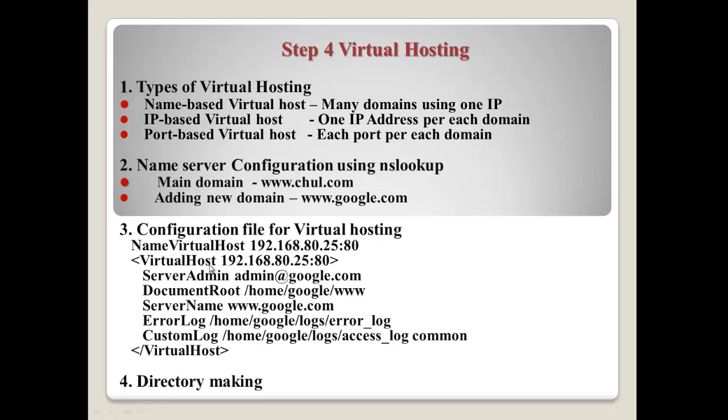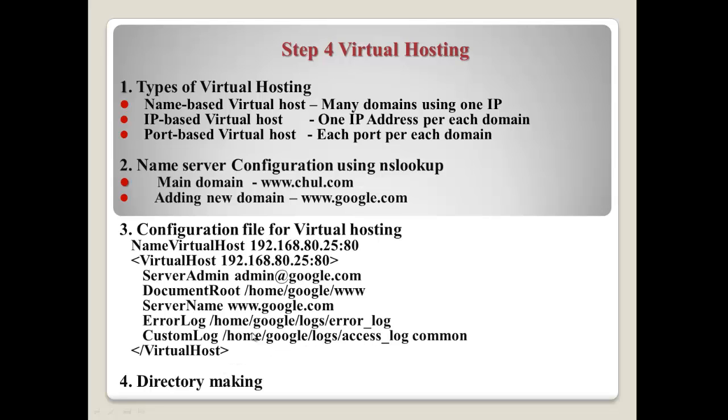In number 3, in my case, I will use name-based virtual host. It means I will use only one IP address to support many domains. So in the configuration file, you can configure like this. VirtualHost with my IP address, and the ServerAdmin means the email address for this domain, and the DocumentRoot, in my case I will use /home/google/www, and the ServerName will be www.google.com, and the log file will be saved to this directory /home/google/logs/error log, and this is the access log.